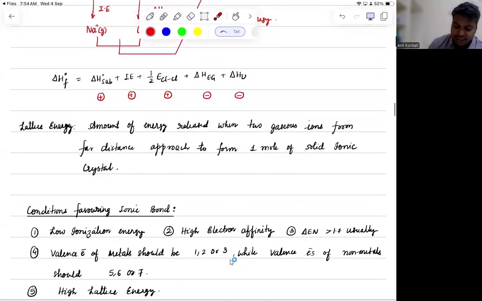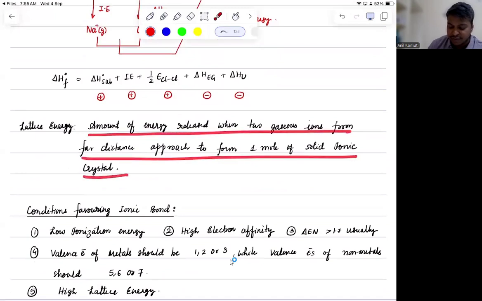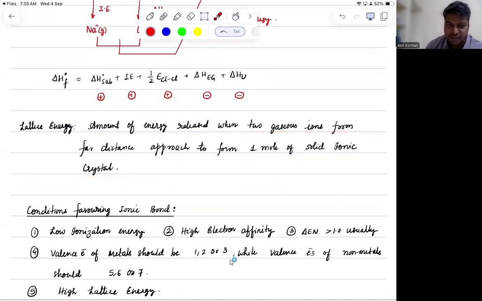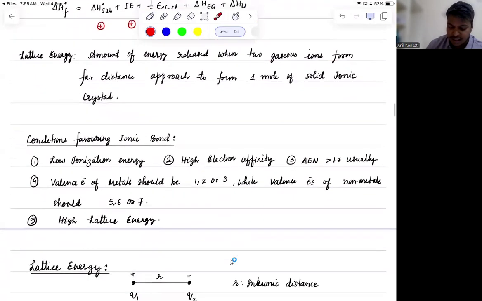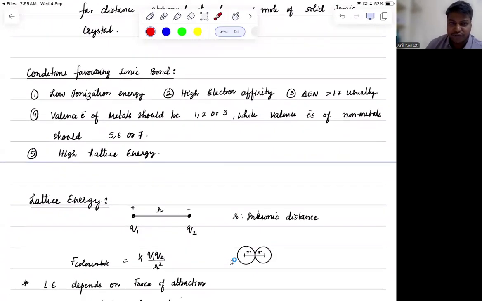So you can notice lattice energy is the amount of energy released when two gaseous ions from far away approach to form 1 mole of an ionic solid crystal. That is called lattice energy. For an ionic bond to form, we should have low ionization energy of the positive ions, high electron affinity of the negative ions, and delta EN, that is, electronegativity difference, should always be greater than 1.7. Valence electrons of the metal should be 1, 2, or 3, while the valence electrons of the non-metal should be 5, 6, or 7. And high lattice energy is always expected.